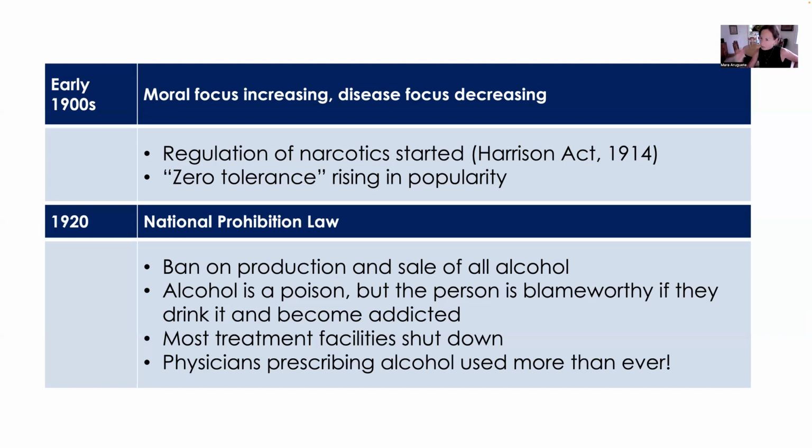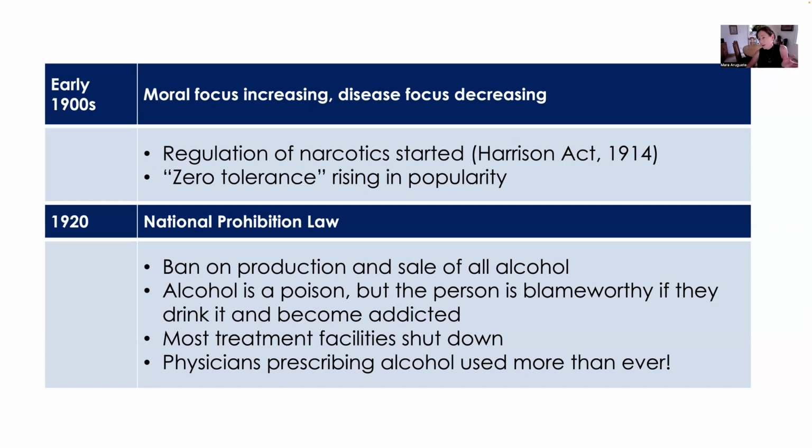1920 comes along, national prohibition. So an amendment to the Constitution was passed that just said, we are banning the production and the sale of all alcohol, period. Now, if you had some, you could drink it, but you couldn't produce it, so you couldn't make any more. And so there were a couple of different ways you could get it. Of course, people bootlegged and made moonshine and all that kind of thing. And physicians could prescribe it because it was still used in medicines. The people thought that alcohol was a poison. Remember the concept of alcoholism and said alcohol's the bad guy, not the person. But then they still thought the person was blameworthy if they drink it, and then they become addicted, and then they're weak-willed or they're immoral or whatever.